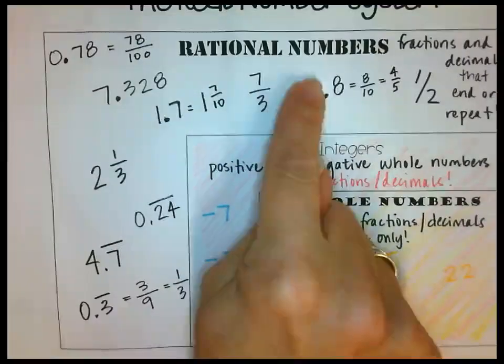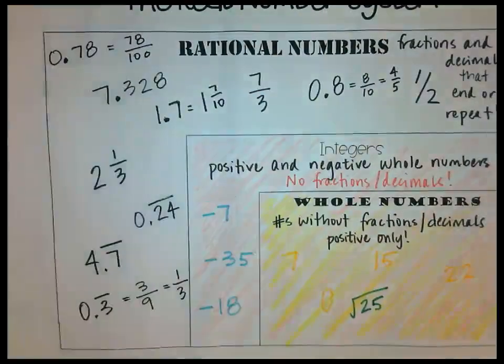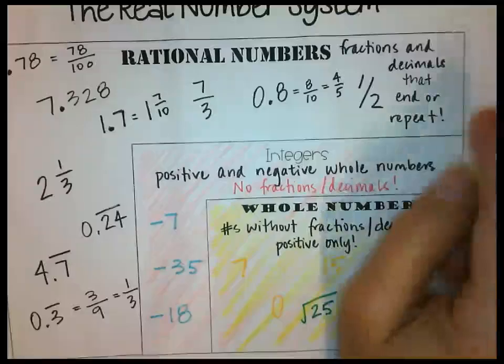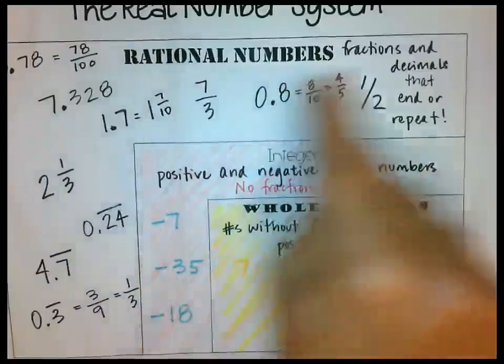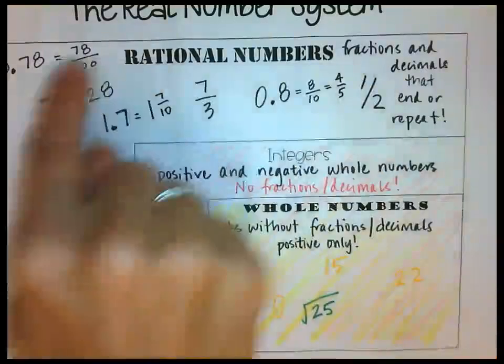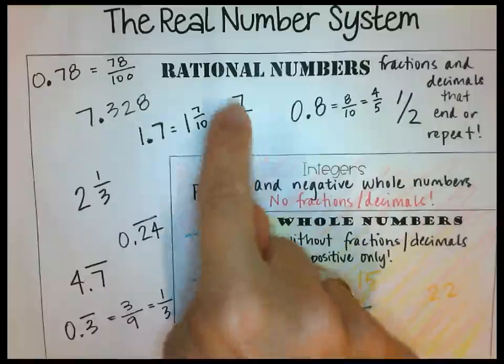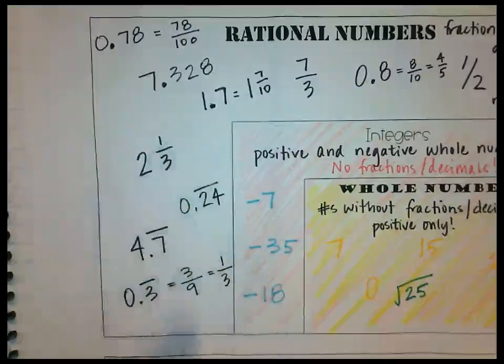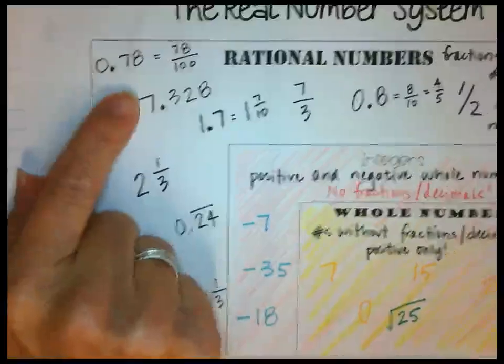All right, then we get to rational numbers, and when we do rational numbers, we are talking about numbers that can be fractions and decimals. So any number that is a fraction is going to be a rational number. So we have some fractions: 7/3, 1/2, 2 1/3, and then we also included some decimals.